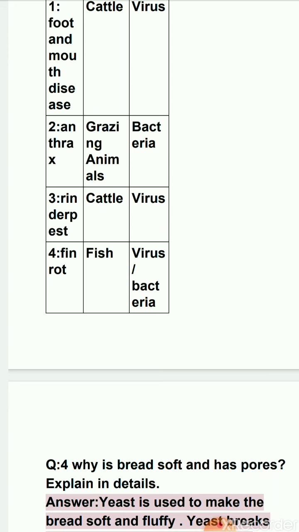Fin rot: the affected animal is fish and the causative agent is virus and bacteria.